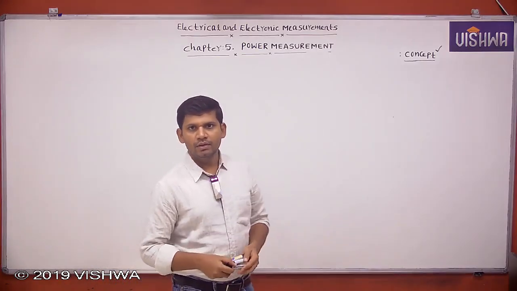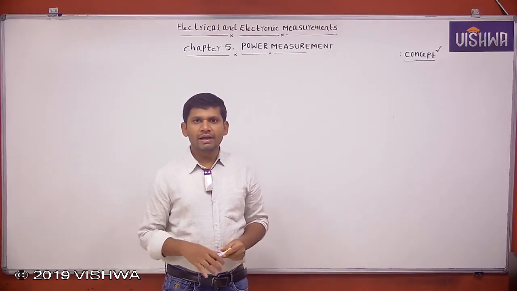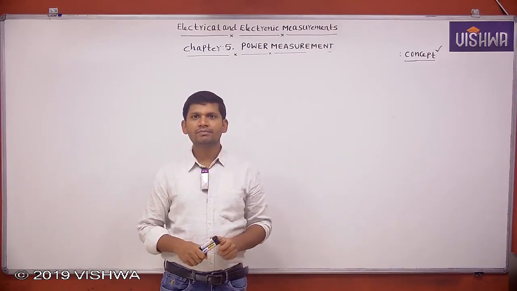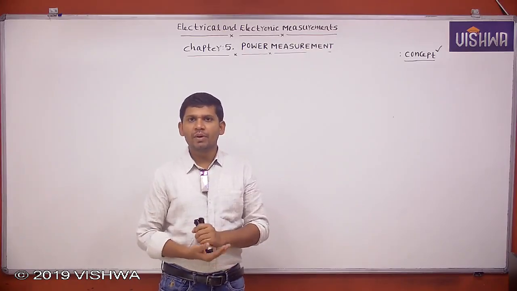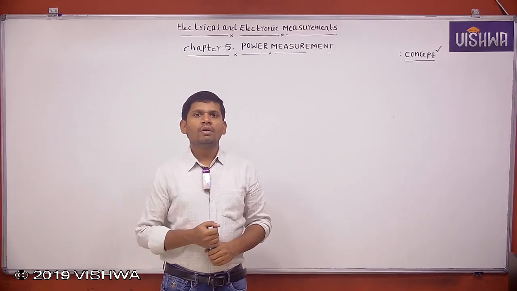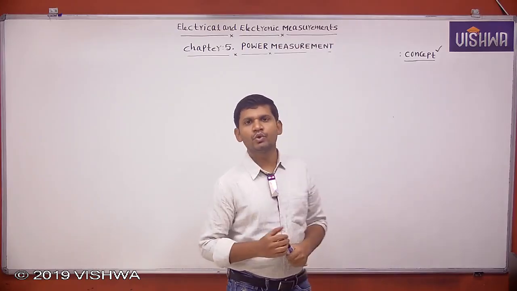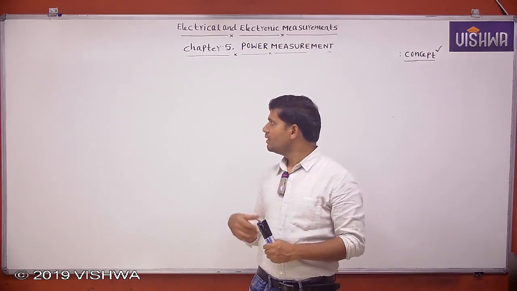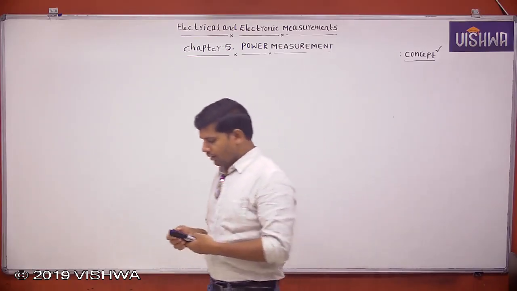In the last session, I discussed what exactly is the true power and what is the power measured by the wattmeter. True power is not equal to measured power because of pressure coil inductance. Whenever measured power is not equal to true power, some error is introduced in the measurement. That error we want to calculate. Now I want to discuss the error due to pressure coil inductance in a wattmeter.